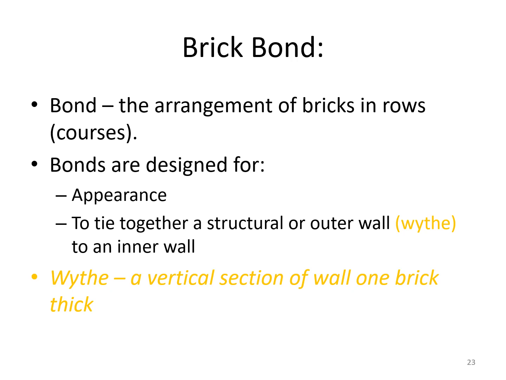So brick bond. Now the bond is the arrangement of bricks in rows or courses, and the bonds are designed for appearance, and they're used to tie together a structural outer wall in a wythe type situation. Wythe is analogous to the word width, to a wythe to an inner wall. We'll take a look at it in the next slide, and I'll give you an idea what a wythe looks like visually. So a wythe is a vertical section one brick thick.